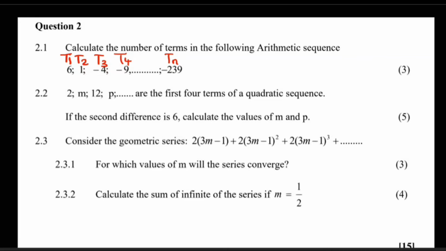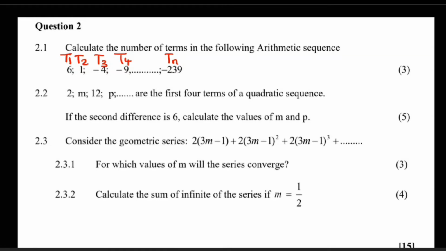Now we're on to 2.3. It says consider the geometric series. We've got 2(3m minus 1) plus 2(3m minus 1) all squared plus 2(3m minus 1) all cubed, and it continues like that. So it's actually going on up to infinity here.